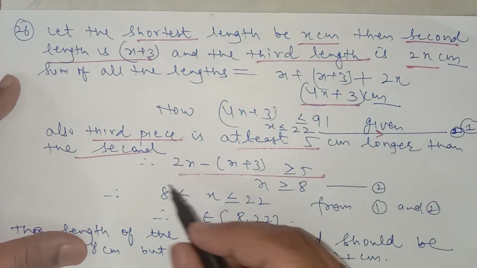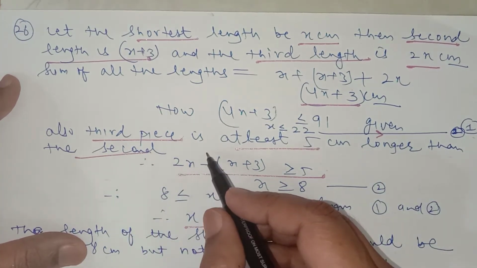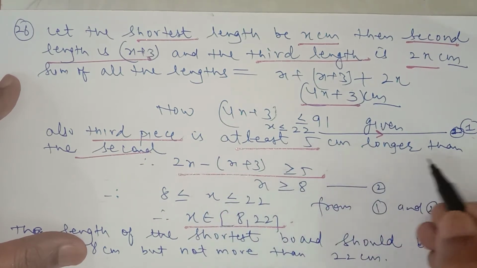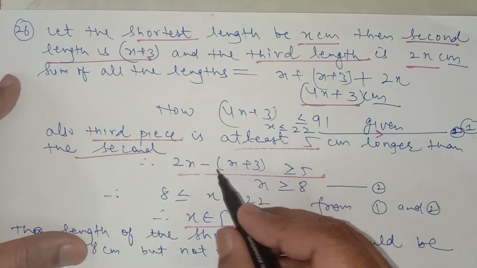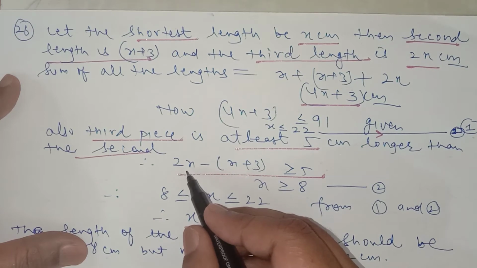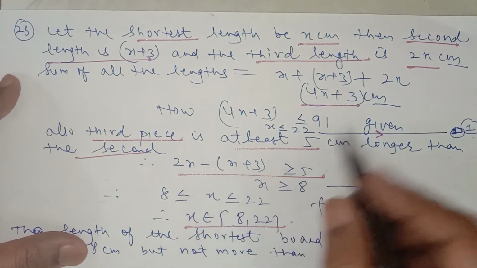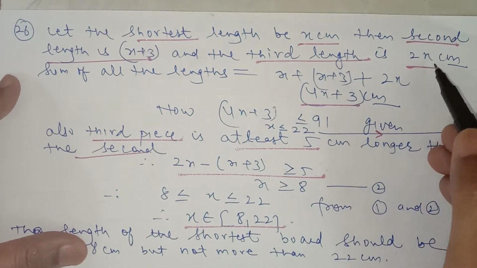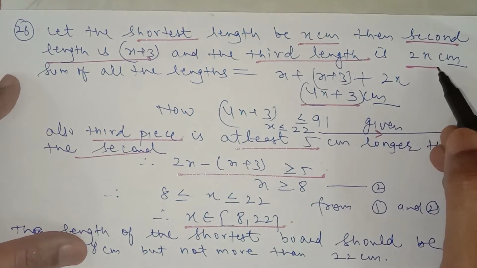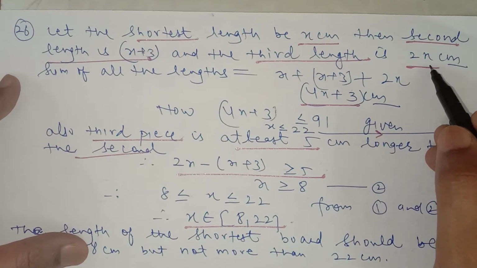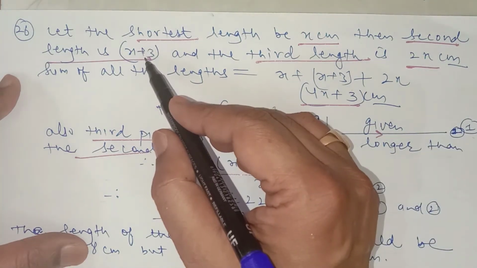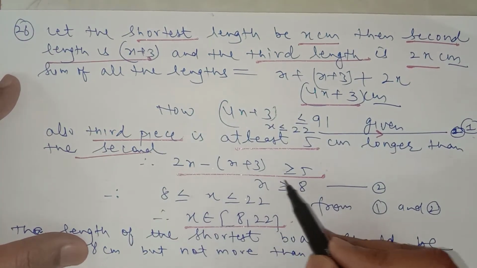that is at most. Now it is also given that the third piece is at least 5 centimeter longer than the second. It is given that the third piece, which is 2x, is at least 5 centimeter longer than the second. So 2x minus (x + 3) is greater than or equal to 5.